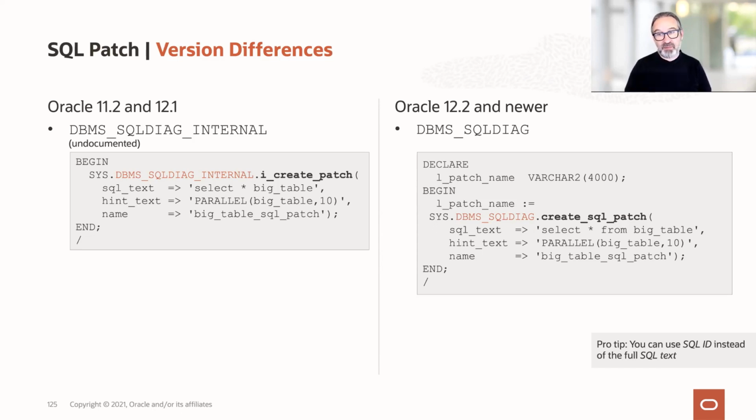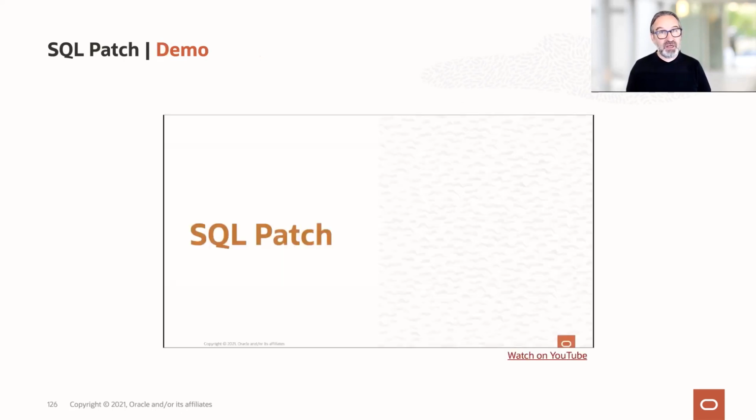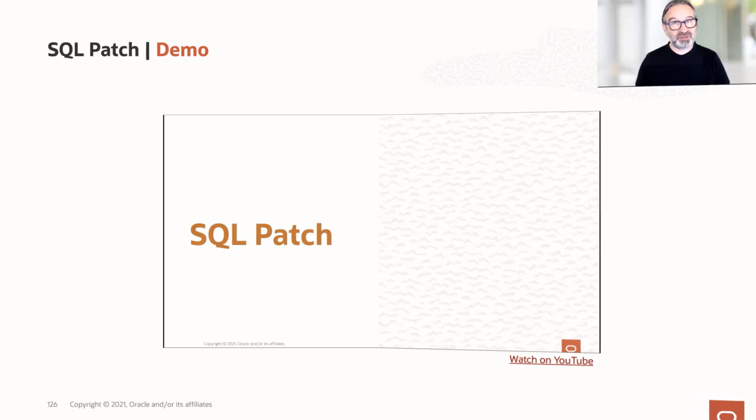And here I'm using a simple SQL text, select star from big table, and I add a parallel hint to it. So whenever this SQL will identify itself with the SQL ID, and certainly as we wrote in the pro tip here, you can use, of course, also the SQL ID instead of the real text, then this hint will be applied. Or in reverse, if the hint would be embedded, we can simply ignore the hint for that statement. We have also a demo for that, but here we would guide you to our YouTube channel for the SQL Patch demo. And what we're doing is basically a statement has a hint, and we ignore that hint with a SQL patch and make the statement run twice as fast as before.